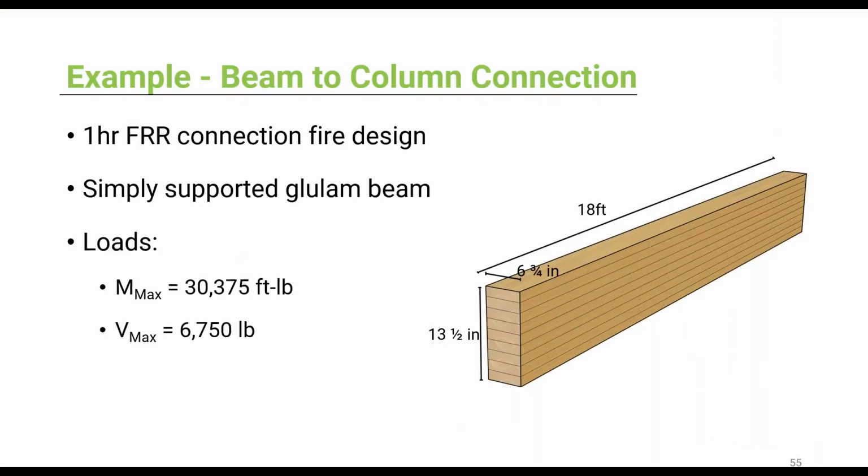Example 1 and 9 of the TR10 does a 1-hour fire rating for a connection of a simply supported beam. The beam size in that example is 6 3/4 inch by 13.5 inch deep. To be consistent, we're going to go over the same example, but for a 2-hour fire rating. There is an applied moment of 30,000 pounds and a shear of about 7,000 pounds. And another note is that all of this design is based on the NDS.